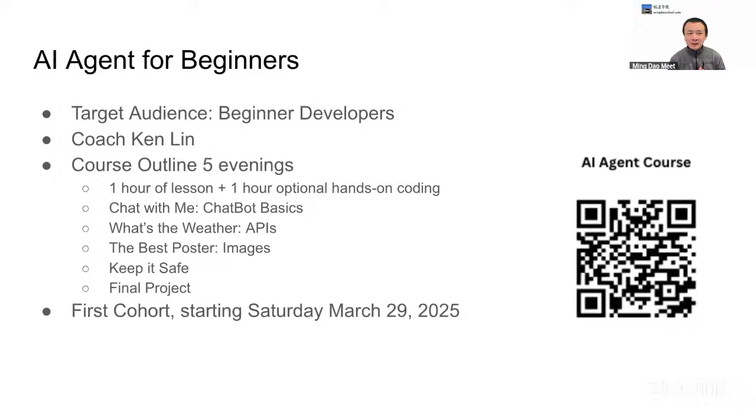The first one is the AI agent for beginners. I will be teaching this course over 5 evenings, each one 1 hour. The goal is, I will help you go through how to create an AI agent, how to let it collect real world information, how to process it using different thinking patterns, and also how to perform actions, responding to the user or performing more actions on behalf of the user.